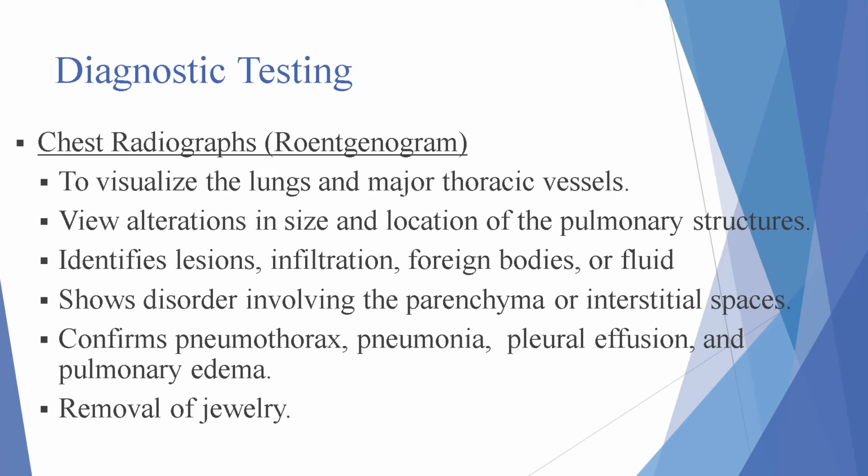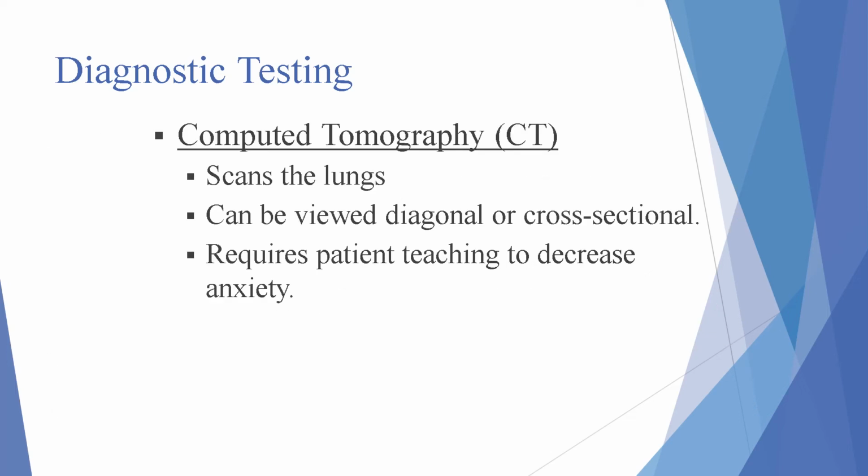Visualize the lungs, measure thoracic vessels, view alteration in the size and location of pulmonary structures, identifies lesions, obstructing foreign bodies and fluids, shows disorders, confirms pneumothorax, pneumonia, pleural effusions, pulmonary edema. We need to make sure we remove the jewelry. Also CTs. So scans of the lungs can be viewed diagonally or cross-sectionally.